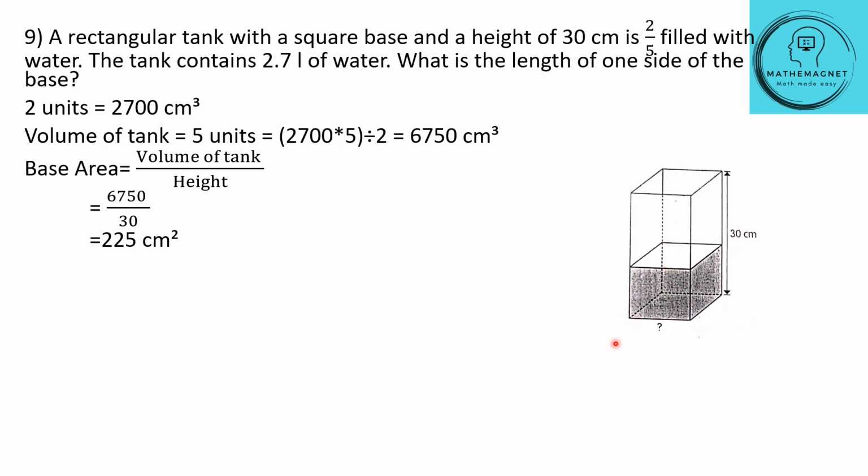Now since its base is a square and all sides are equal, the length and breadth will be the same. So which means to find the length of one edge, we need to find the square root of 225. The length of one side of the base will be square root of 225, which is equal to 15 centimeters. So the edge of one side of this base will be equal to 15 centimeters.